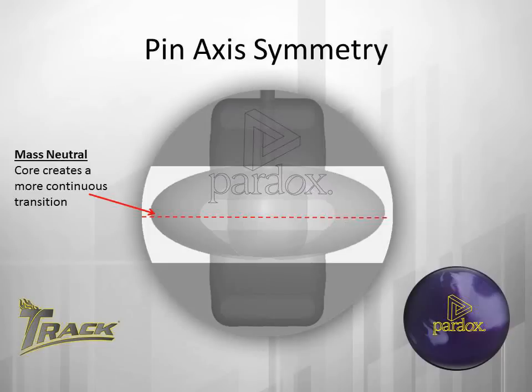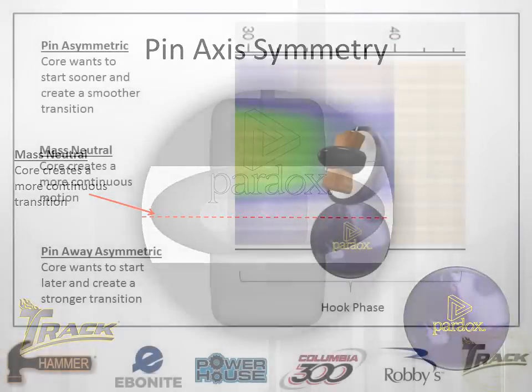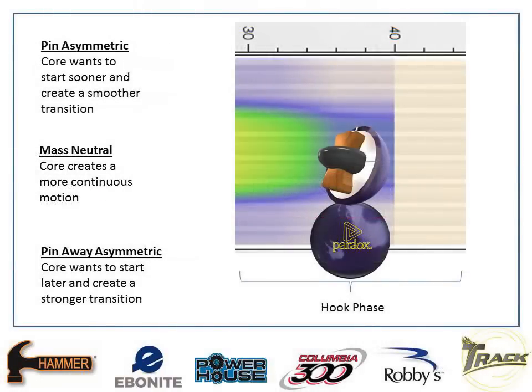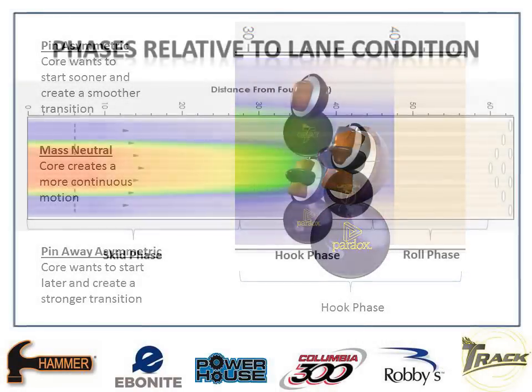When looking at the core design of the Paradox, you can see that the majority of the mass is evenly distributed throughout the core. What this means is that it's mass neutral. This core wants to naturally spread its energy evenly throughout the hook phase, creating a strong, consistent overall ball motion.